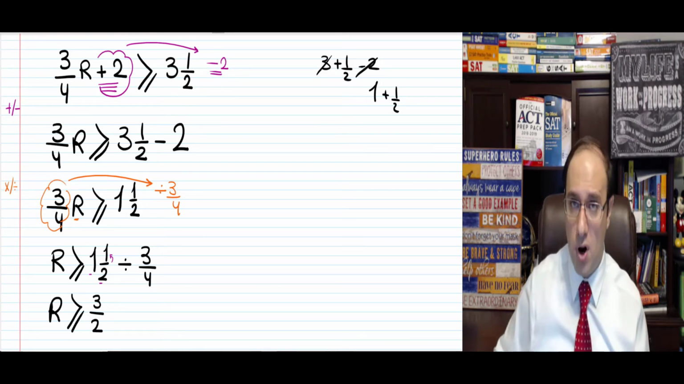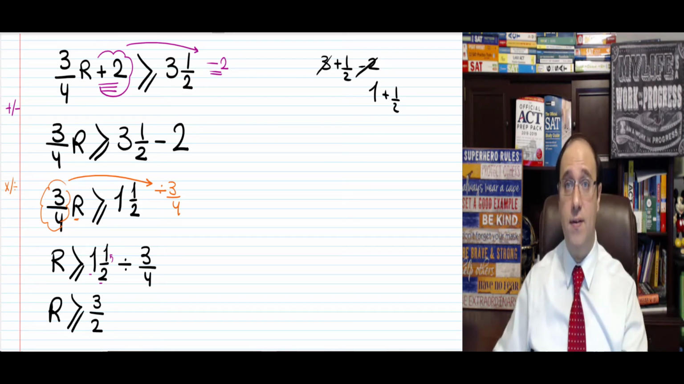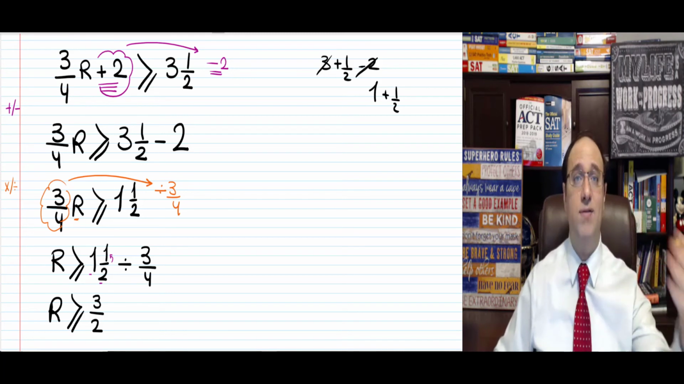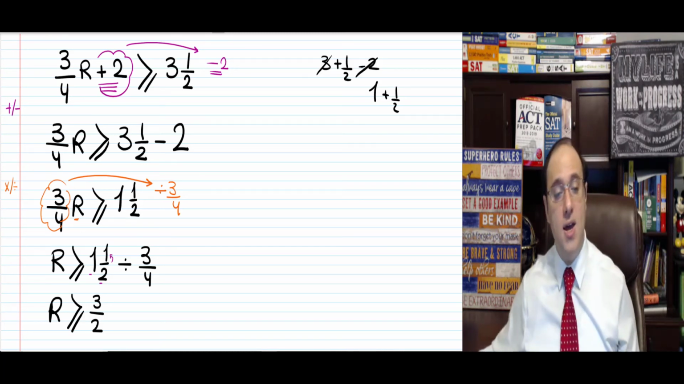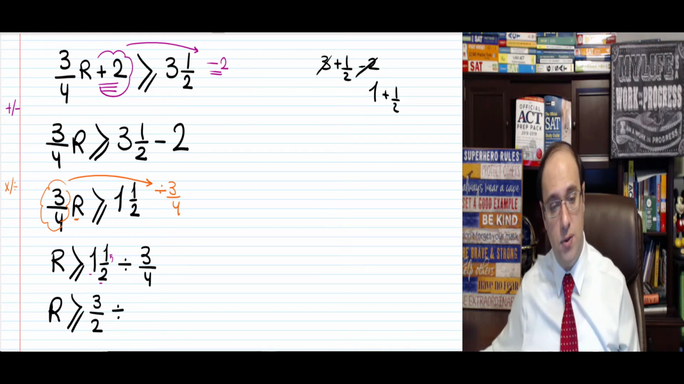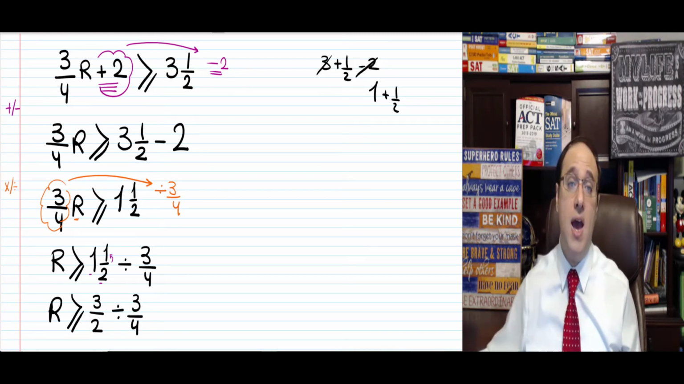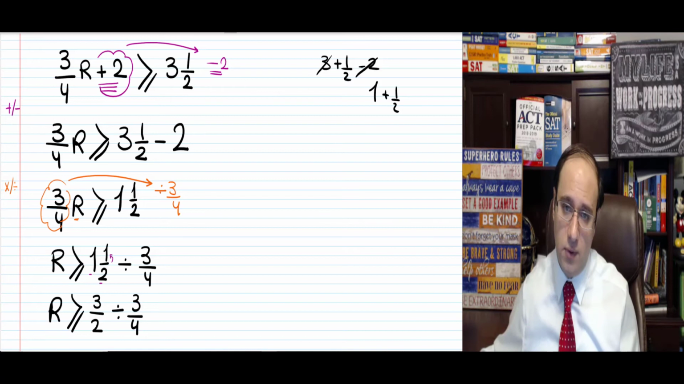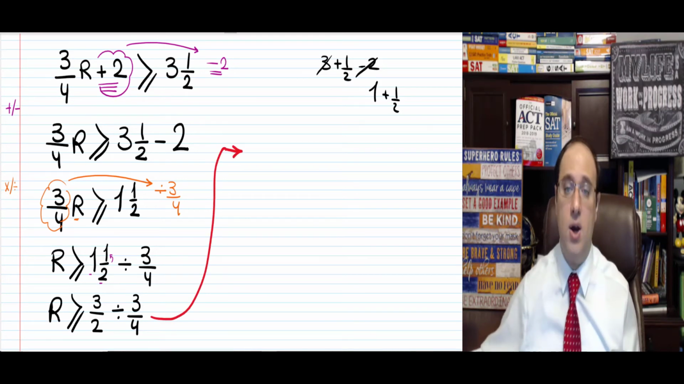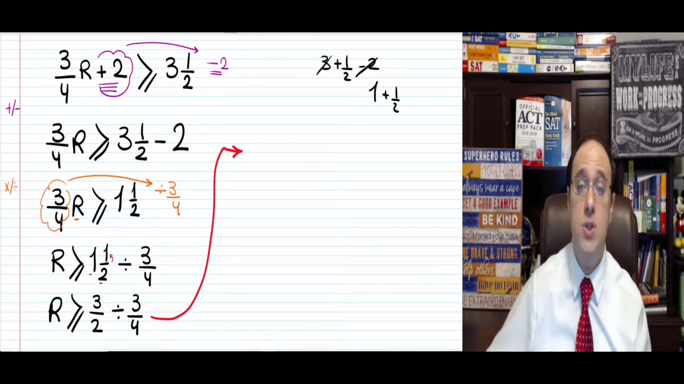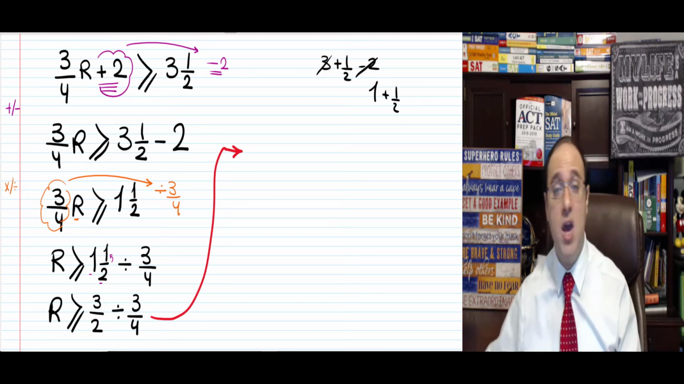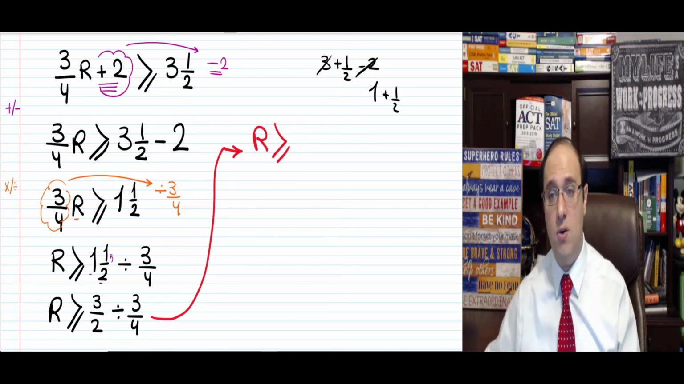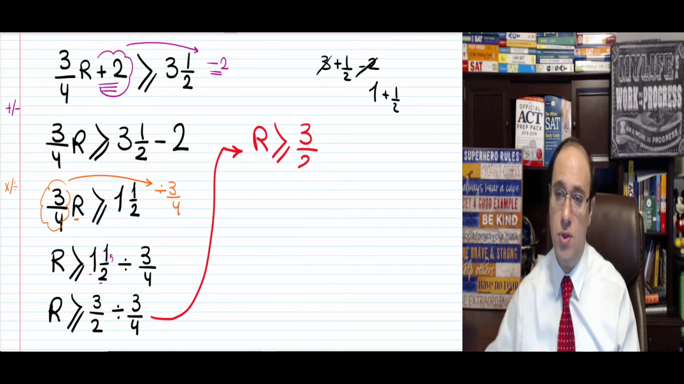Of course, if you're smart, you know that 1.5 is 3 over 2. 3 divided by 2 is 1.5. So you can just write 3 over 2 right away. Now it becomes 3 over 2 divided by 3 over 4. Now I'm going to rewrite this up here. Let me just move it with an arrow so that it looks nice and neat. Always be neat in your math. It's going to make life much easier. So we have r greater than or equal to 3 over 2 divided by 3 over 4.